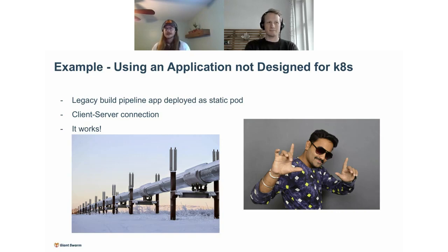So let's say that we have an application not designed for Kubernetes. This is a legacy build pipeline app deployed as a static pod. And I'm just going to say, this is a typical old Jenkins deployment that we see. I know a lot of people like Jenkins, but I would say this is a typical Jenkins legacy deployment that hasn't been redone or anything. It's deployed as a static pod, and we have this server that lives. And when we push out a build, it's going to spawn a bunch of these client pods, and each one of these client pods are going to do a check-in to our server.